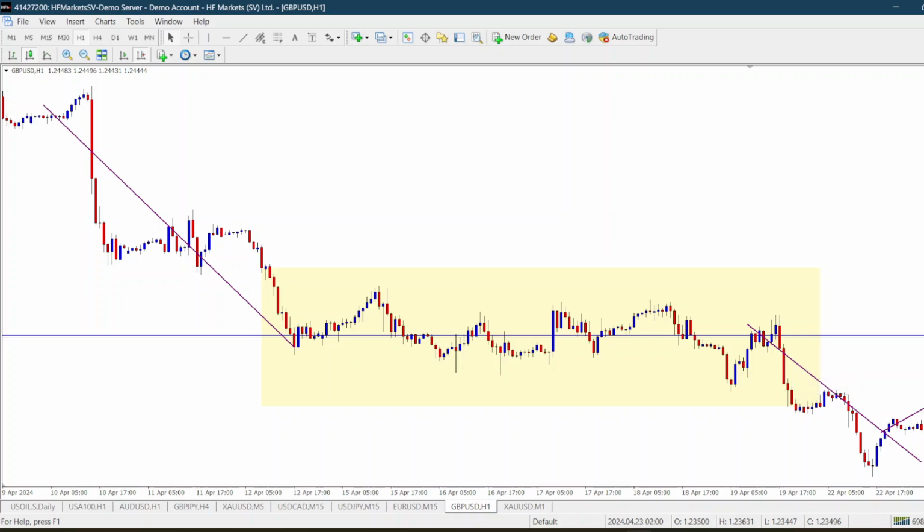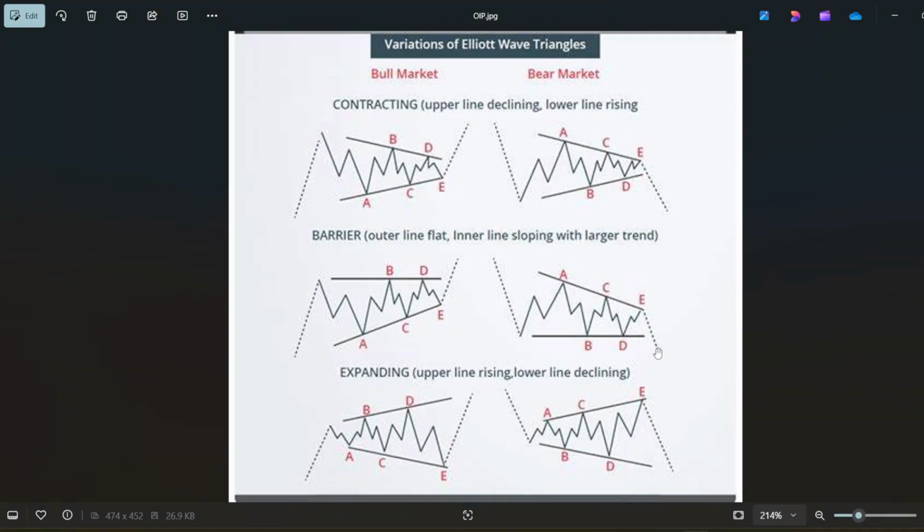Now, there are a few different types of Elliott Wave triangle patterns that you need to know. These are usually broken down into 5 main types. Now we have the symmetrical triangle. This is the most common triangle pattern, and it is what you see most often.